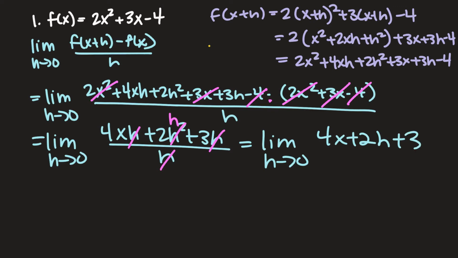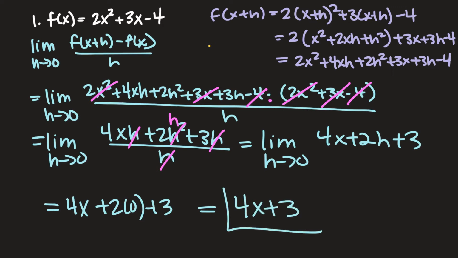And then at this point, we're ready to evaluate the limit. So we have 4x, because it's a constant, because we're taking this limit with respect to h, and then 2 times 0 plus 3, and we have now 4x plus 3. Now this is equal to f prime of x.